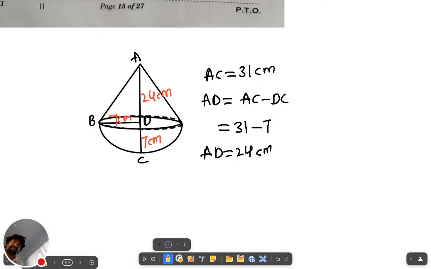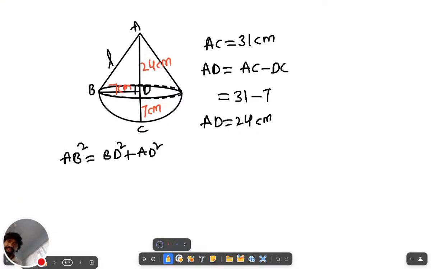Now to find the curved surface area of the cone, what is the formula? Pi r L. L, the slant height, we need to find. So the angle at D is 90 degrees, so apply the Pythagoras theorem. ADB is a right angle triangle, right angle at D. AB square is equal to BD square plus AD square.